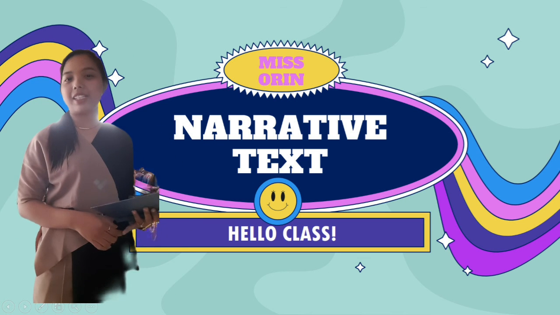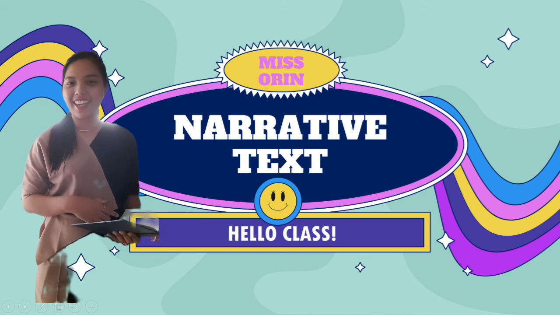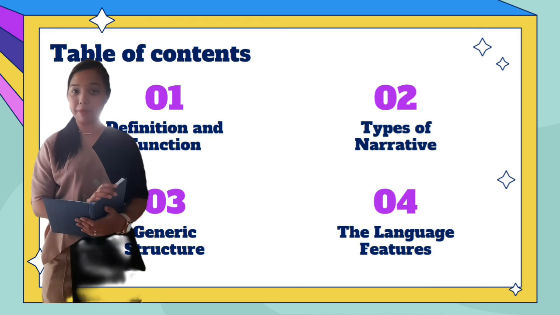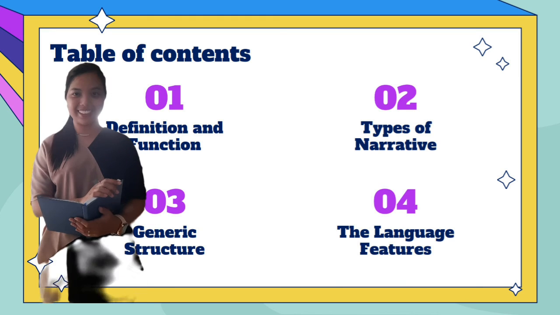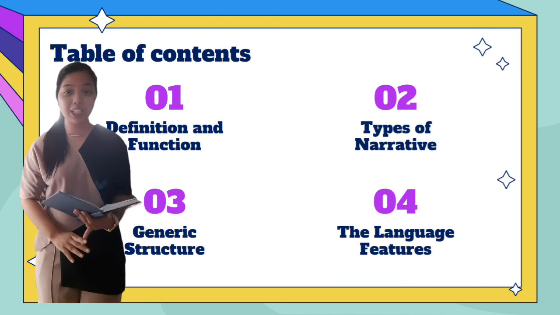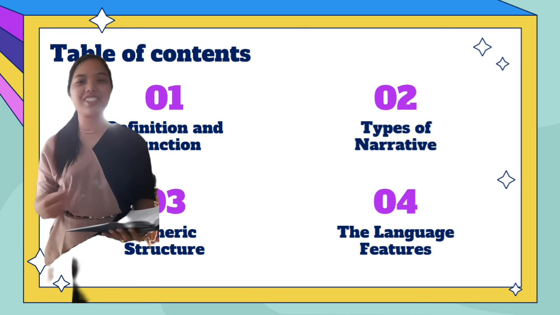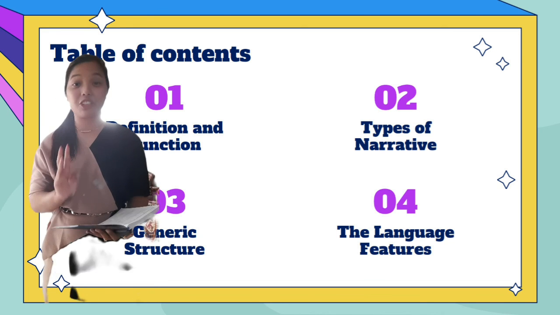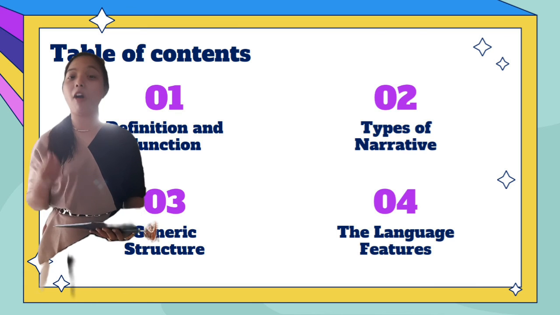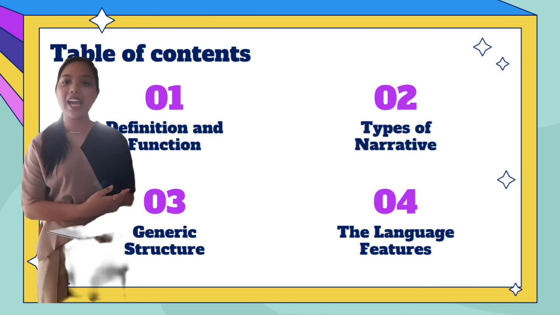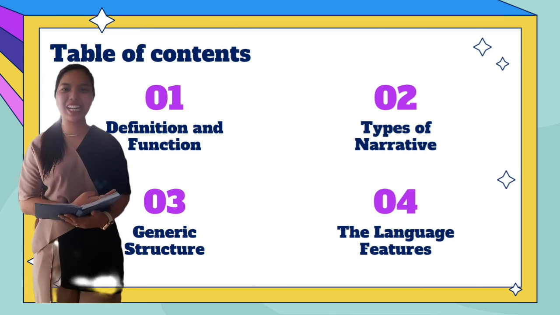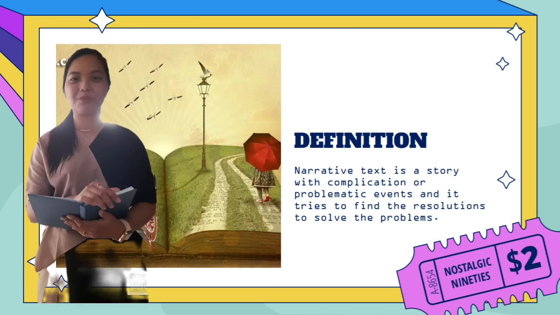Today's topic is about narrative text. In this section, I will bring 4 subtopics. The first is the definition and function. The second is the generic structure. And the third is the type of narrative text. And the last one is the language features.